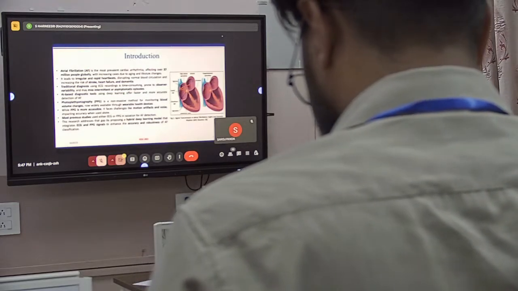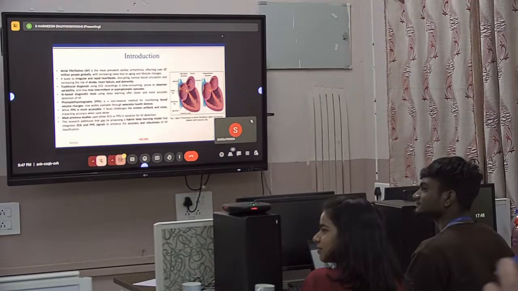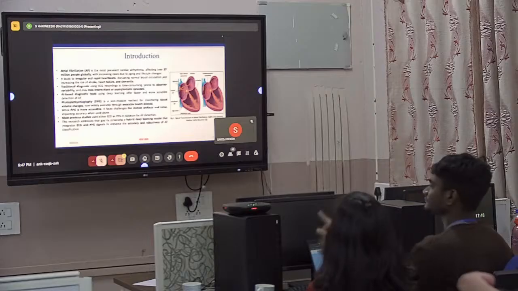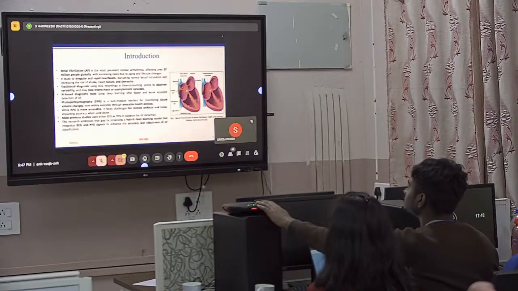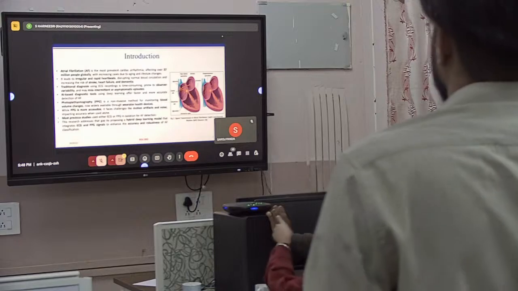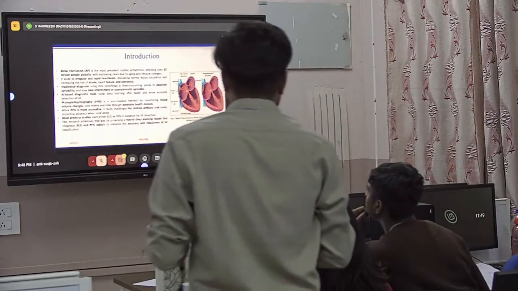So atrial fibrillation is the most common type of arrhythmia. It's affecting a large number of people, over 27 million people globally. It leads to irregular heartbeats, which are caused by disorganized electrical signals from the atrium when propagating through the heart. It leads to stroke, heart failure, and dementia.